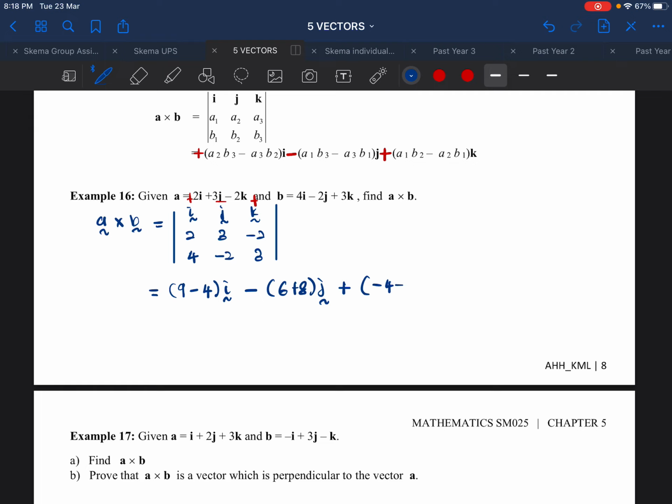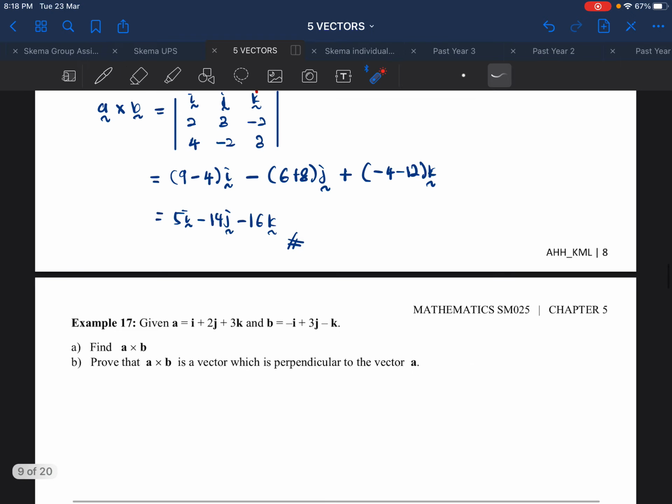Negative 4 minus 12, K dekat sini. So boleh selesaikan. We will get 5I minus 14J minus 16K. Okay, so itu cara untuk kira cross product menggunakan cara yang sama dengan kita cari determinant. Okay, so ini wajib kena tahulah. Simple je. Alright, now kita pergi kepada example 17.